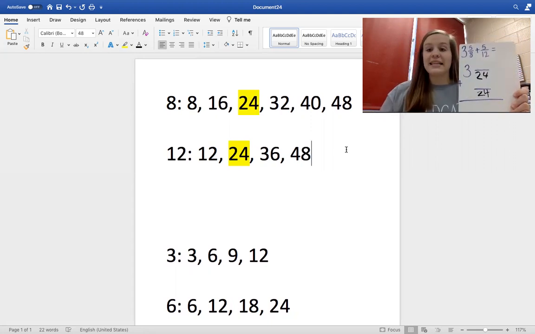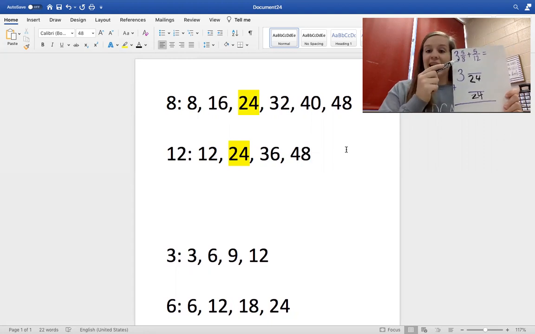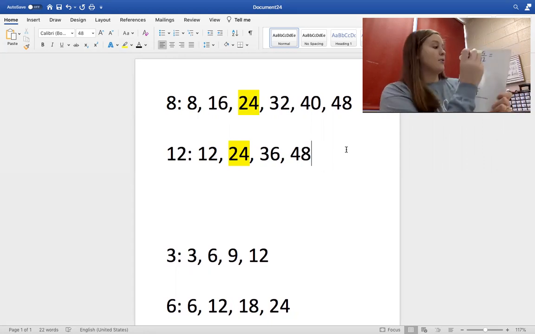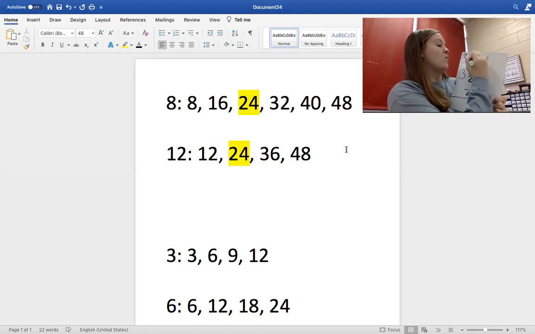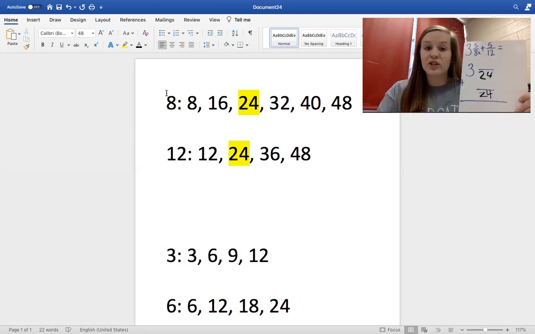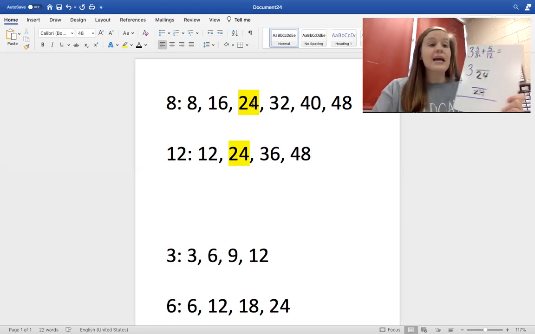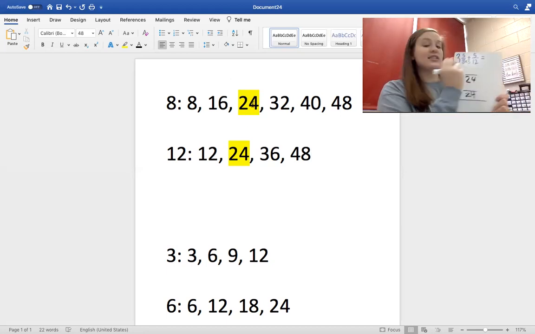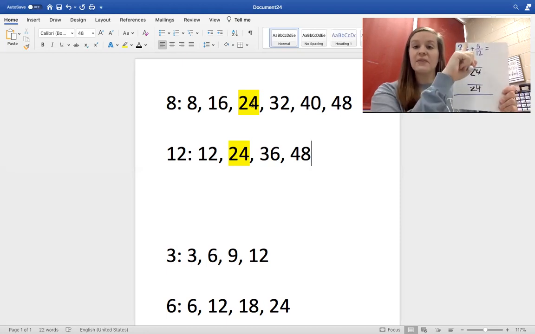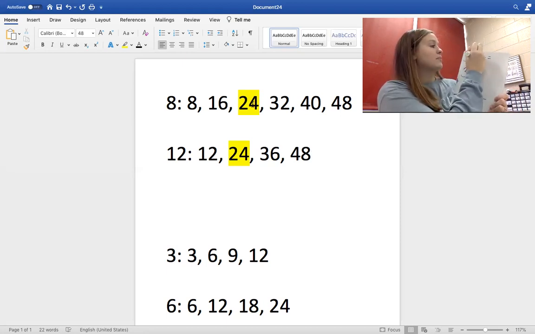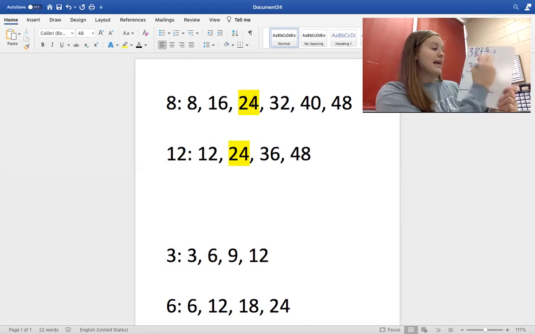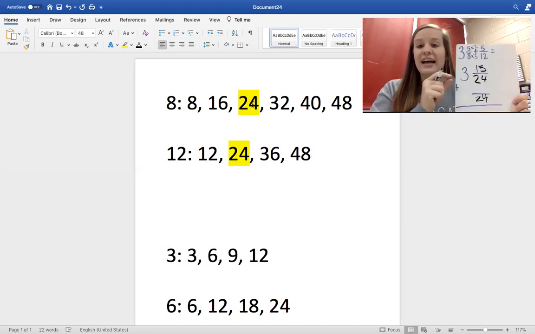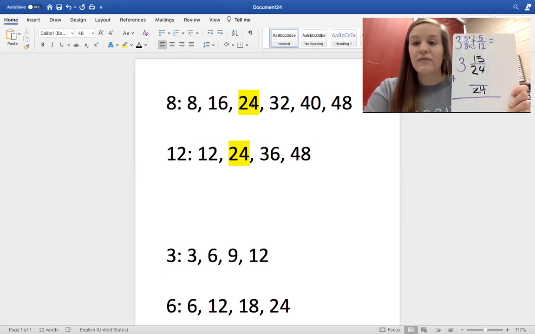So I'm going to go ahead and put 24 as my denominator for both fractions. Now, my job is to ask, how did I get from 8 to 24? I multiplied by what? We can count if you're unsure. 1, 2, 3. I multiplied 8 times 3 to get to 24. And whatever I do to the bottom, I must do to the top. So now I multiply 5 by 3 and get 15. So my new fraction is 3 and 15 24ths.